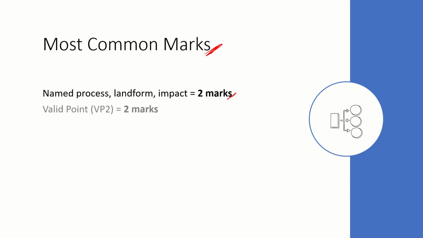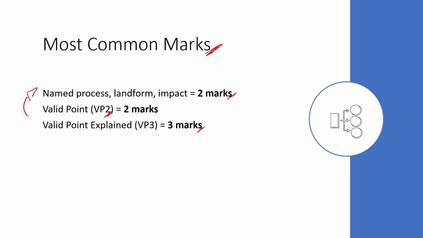Second mark that's available, I'm going to call it VP2. It's called a valid point. So if you provide a valid point that's directly linked to the named process, landform, or impact that you've given, you'll get 2 additional marks in your answer. Next mark that we're going to talk about is a VP3. So it's called a valid point explained. So a valid point explained is worth 3 marks.